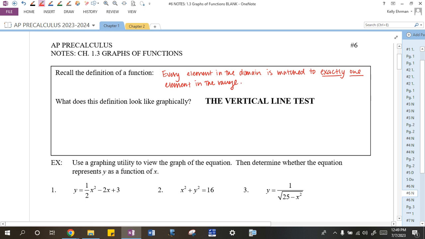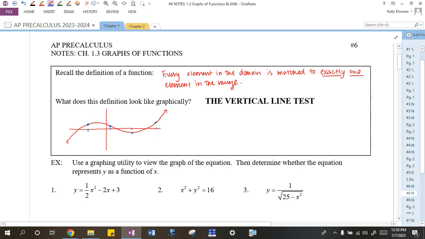What does this definition look like graphically? So we know about looking at a table, looking at a graph of ordered pairs, whether something's a function or not. Basically, we're saying every x value cannot have more than one y value. So if I give yourself a graph of whatever function, it means that every x value, no matter where it is, only corresponds to one point on the graph.